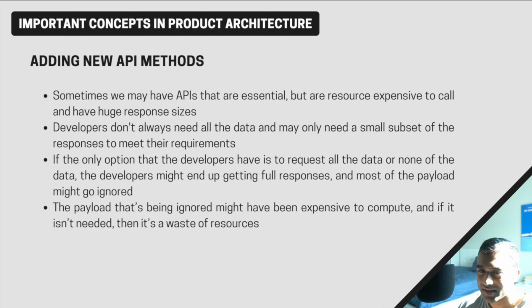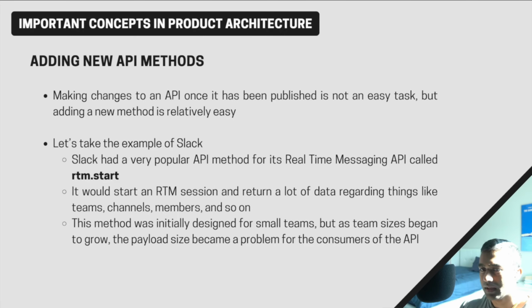So, adding new API methods. Sometimes we may have APIs that are essential but are resource expensive to call and have huge response sizes. Developers don't always need all the data and may only need small subsets of the responses to meet their requirements. If the only option that the developers have is to request all the data or none of the data, the developers might end up getting full responses and most of the payload might go ignored. The payload that's being ignored might have been expensive to compute, and if it isn't needed, then it's a waste of resources. Making changes to an API once it has been published is not an easy task, but adding a new method is relatively easy.